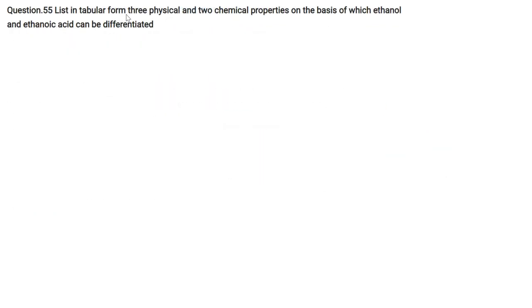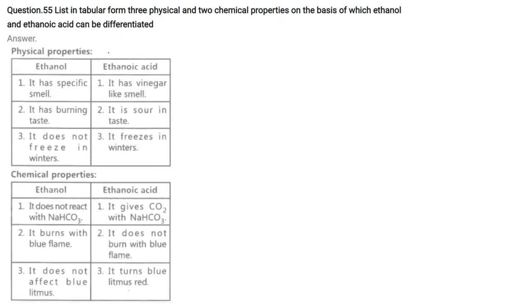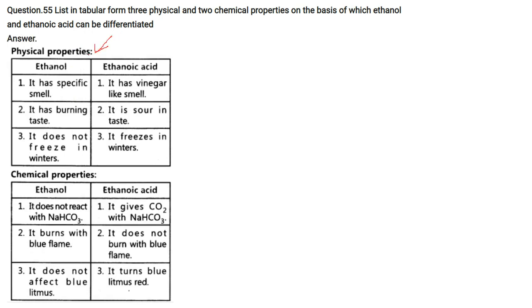List in tabular form 3 physical and 2 chemical properties on the basis of which ethanol and ethanoic acid can be differentiated. So physical properties, let us see first. Ethanol has a specific smell. Ethanoic acid has a vinegar-like smell. Ethanol has a burning taste. Ethanoic acid has a sour taste. Ethanol does not freeze in winters, while ethanoic acid freezes in winter.